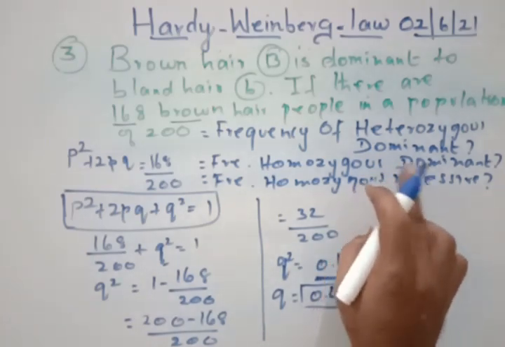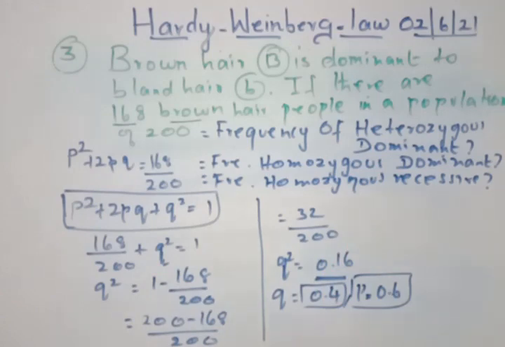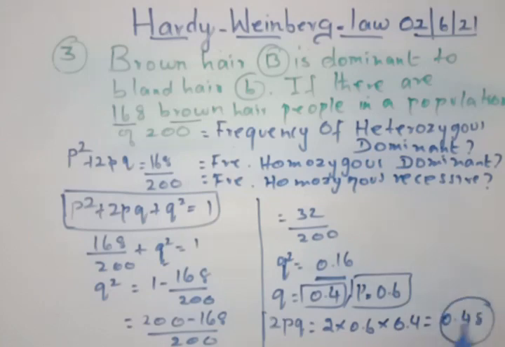Now you are going to find out heterozygous dominant. What is the formula? Heterozygous dominant is 2PQ, so 2 into the value of P, 0.6, into the value of Q, 0.4. If you multiply this, you will get 0.48. If you multiply by 100, you will get 48 percent. So 0.48 is the heterozygous dominant.